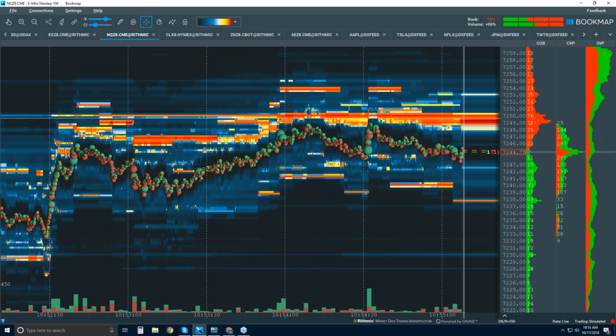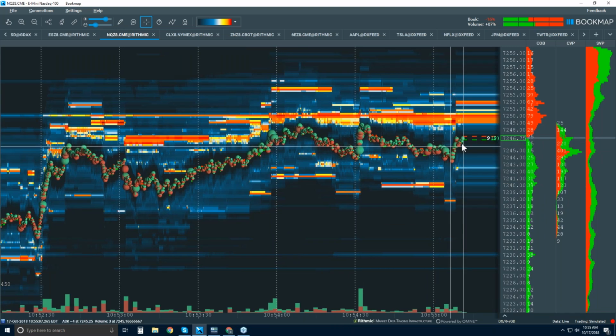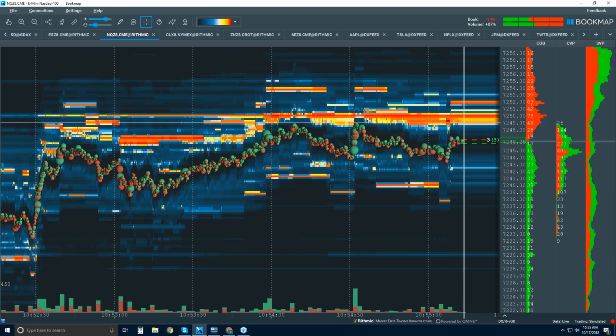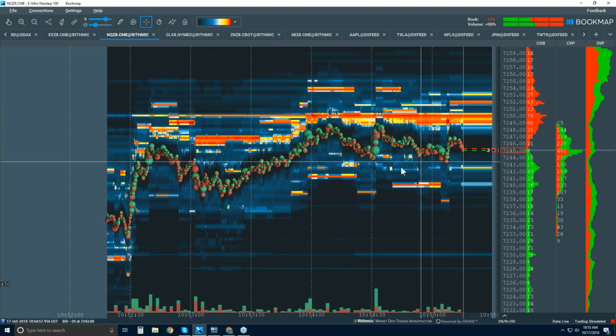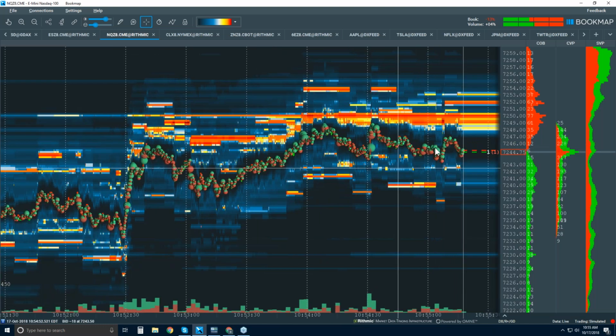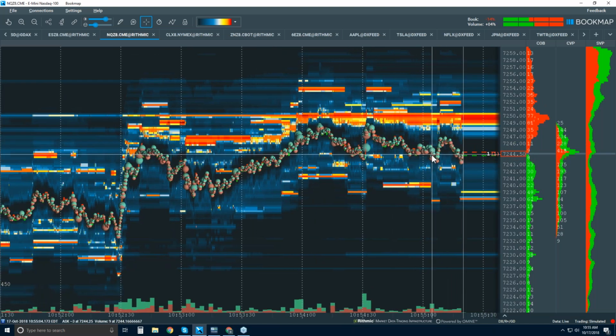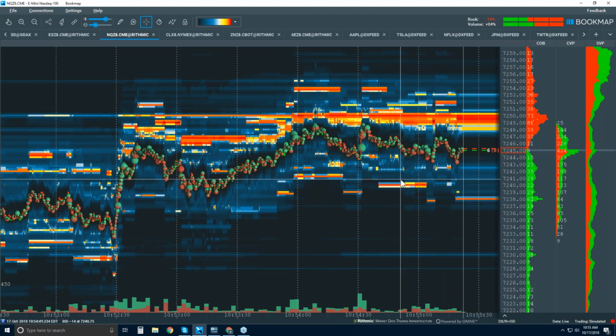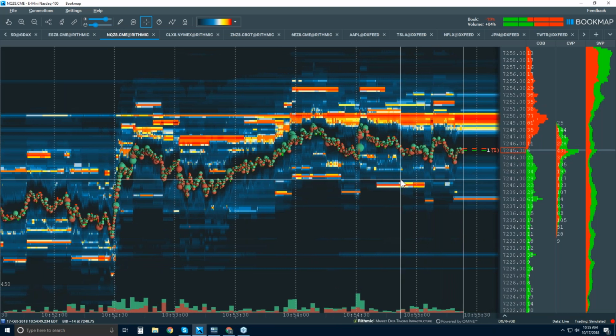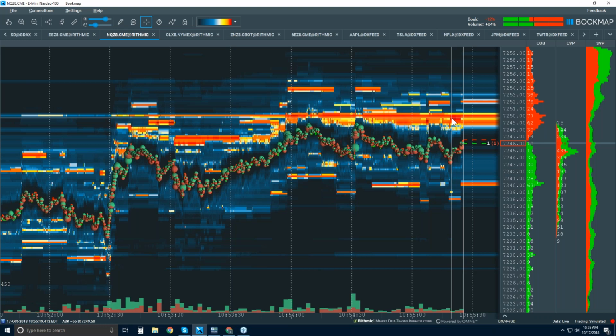It looks like we're going to get our test here. Okay, they're mounting another attack here. Let's see them come up into 72.50 now. See if they've got the volume here to be able to do that. Okay, now that's on the offer. Where are they on the bid? Well, they're down here at 72.40.